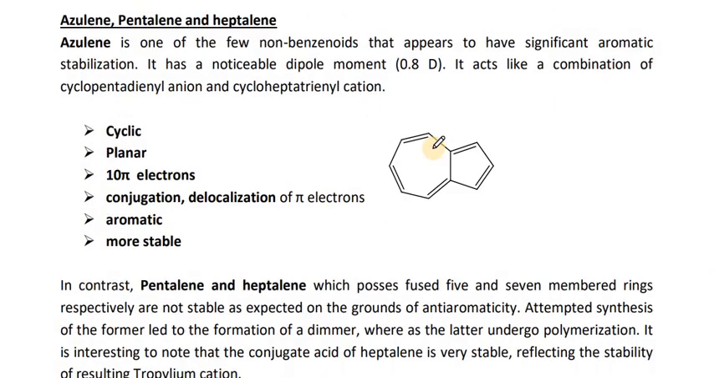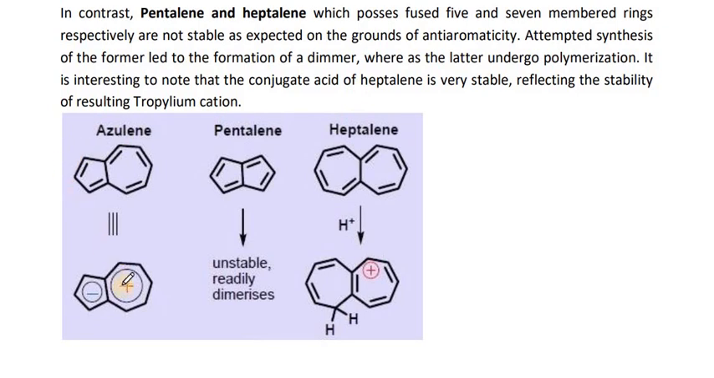Now let us see about azulenes, pentalenes and heptalenes. They are non-benzenoid compounds. And azulene shows significant aromatic stabilization and has a noticeable dipole moment. What is the reason for it? It is a combination of cyclopentadienyl anion and cycloheptatrienyl cation. See here, it is a combination of cyclopentadienyl anion and cycloheptatrienyl cation.